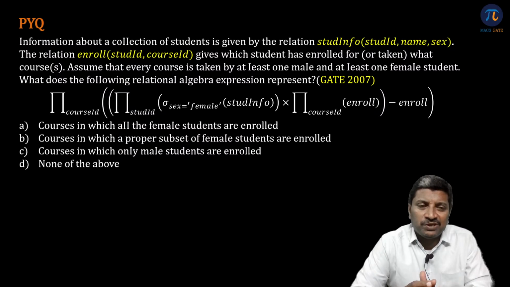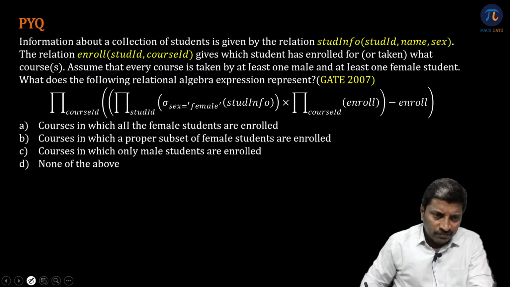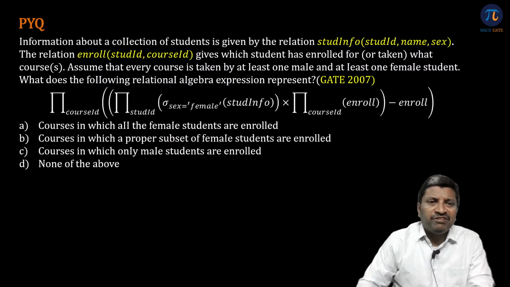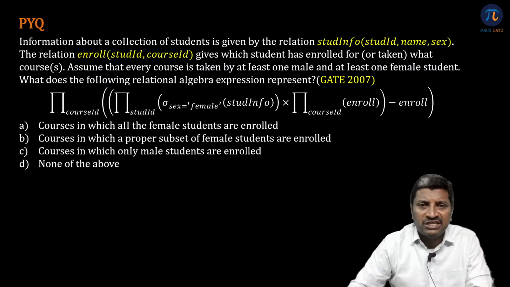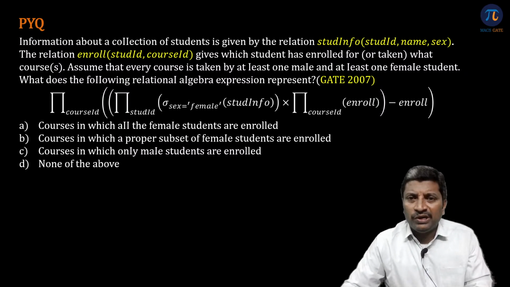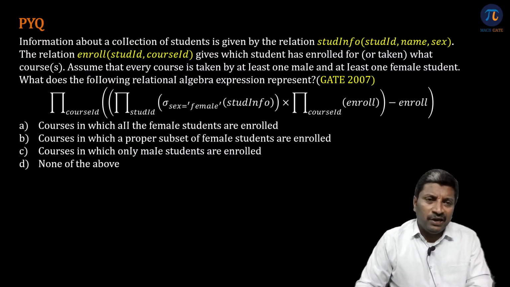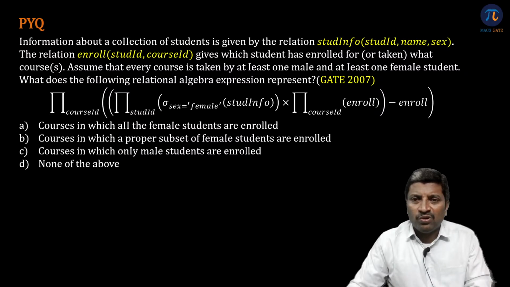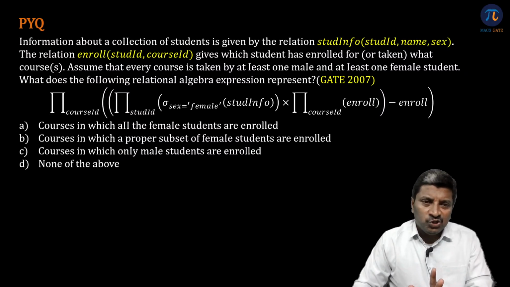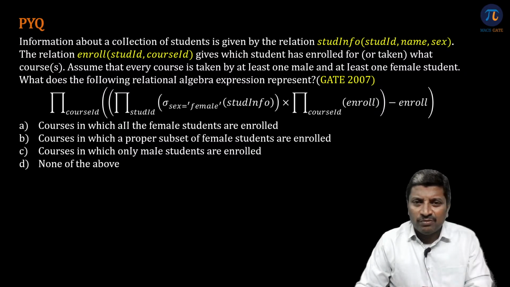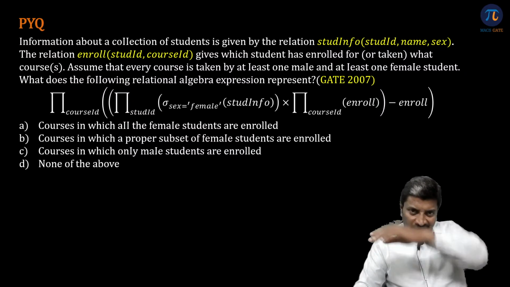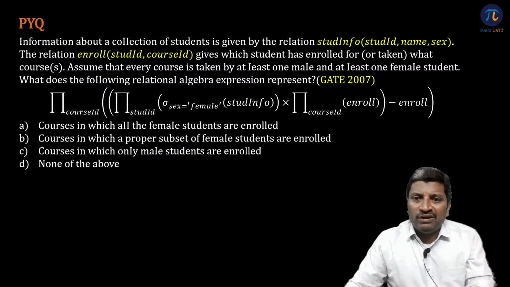Let us do one more previous question. Just go through the question, sir. Information about a collection of students is given by the relation student info, student ID, name, sex. The relation enroll, in which I have attributes student ID, course ID, gives which student has enrolled for what course. Fine. Assume every course is taken by at least 1 male and at least 1 female student. So we are assuming that every course is taken by at least 1 male and 1 female student.